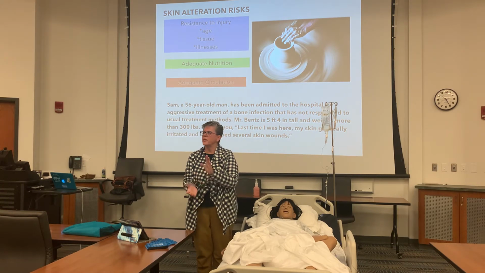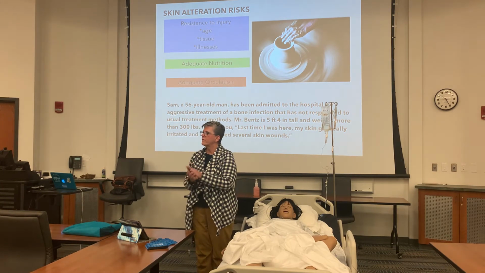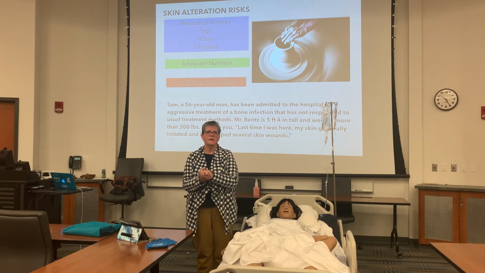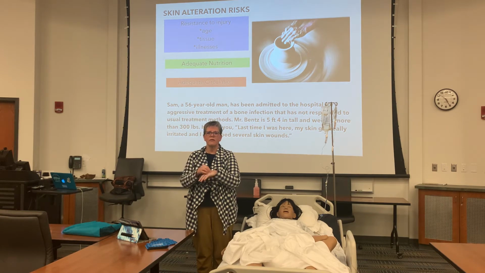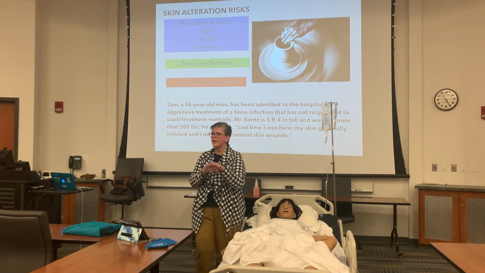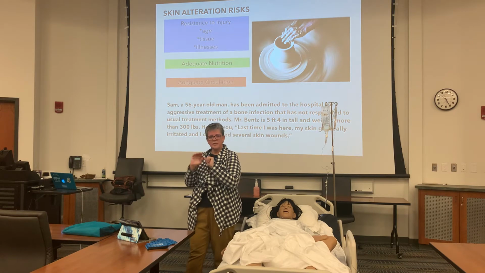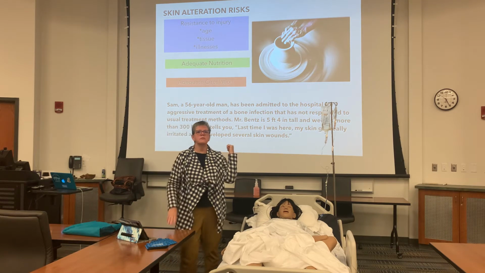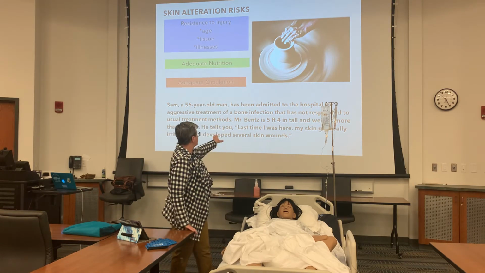Is his age any kind of a factor? What happens when you get older to your skin? It gets thinner. Yeah, it starts getting very thin. We don't have that elasticity that we had when we were younger. It just happens. It's just part of life, right? The other is what's happening with the bone infection.